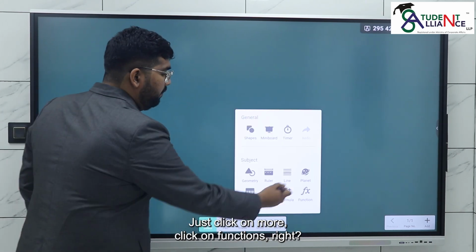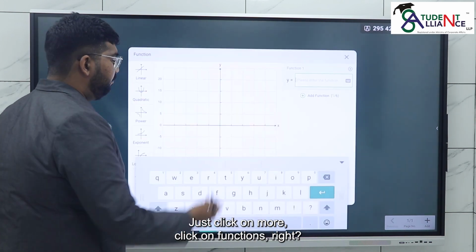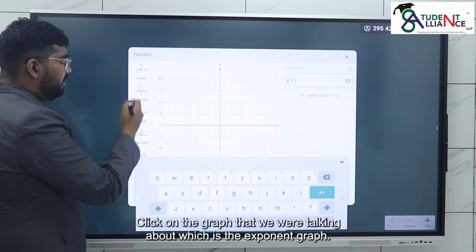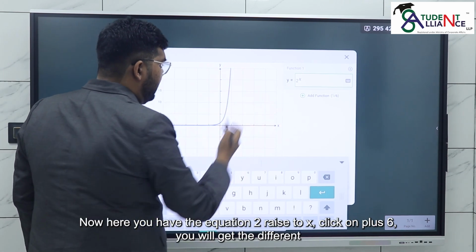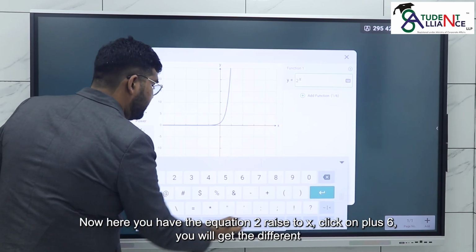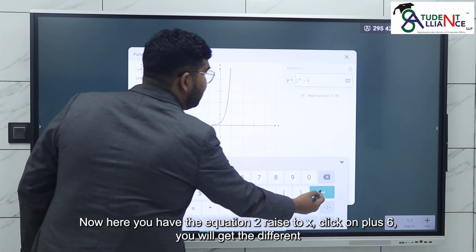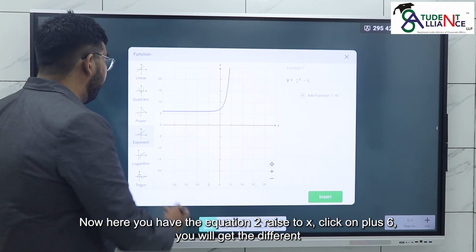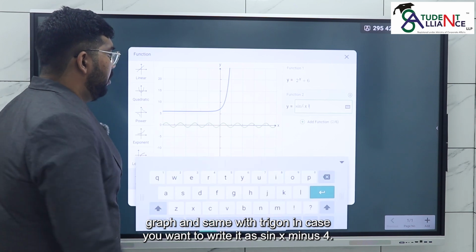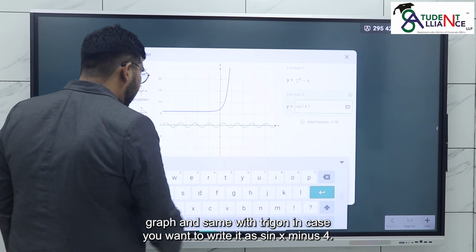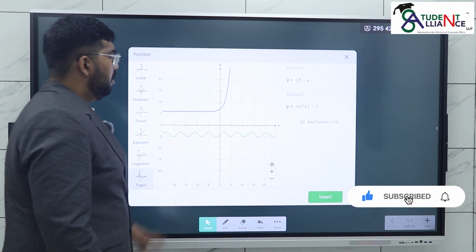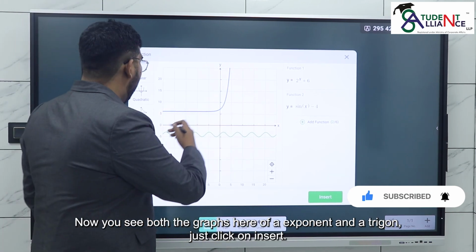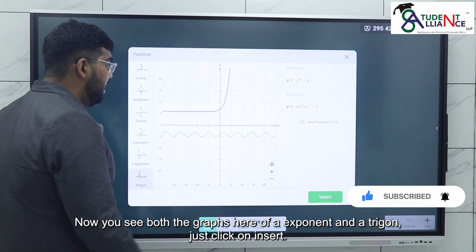Just click on more, click on functions, right? Click on the graph that we were talking about, which is the exponent graph. Now here you have the equation 2 raised to x. Click on plus 6. You will get a different graph. And same with trigon, in case you want to write it as sin x minus 4. Now you see both the graphs here, of exponent and a trigon.